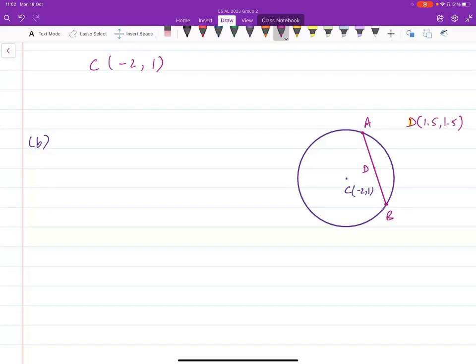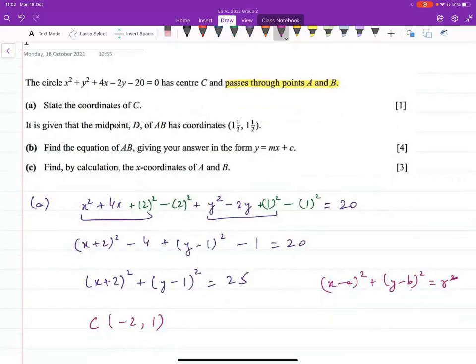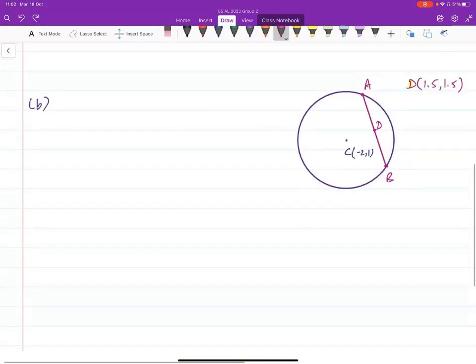Okay, so we've got the points A and B, and the midpoint of those 2 points is this point D in the middle. Now, what exactly do we need to do now? उसने हमें कहा है, find the equation of AB, giving your answer in y equals mx plus c form. में आपने आंसर देना है, इसकी आपने equation निकालनी है. D के coordinates are 1.5 and 1.5. We are given that here as well.